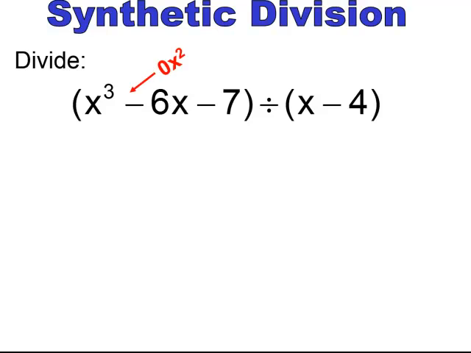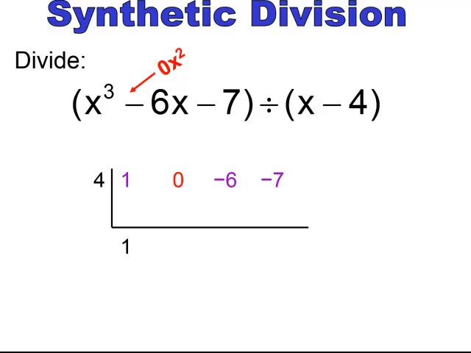So again, what's missing here is the x squared. I'm going to put a 0 in. Again, don't forget to do the opposite of the divisor. It's a negative 4, so it's going to be a positive 4. Put all my coefficients in: 1, my place marker 0, negative 6, negative 7. Bring the first number down.